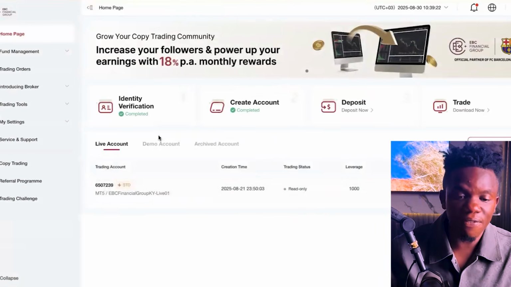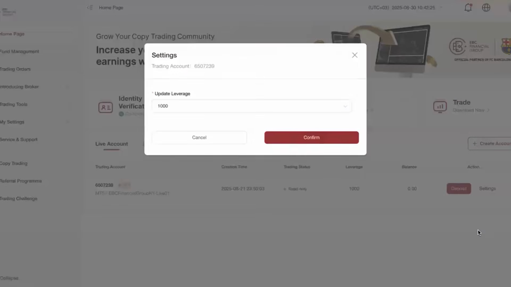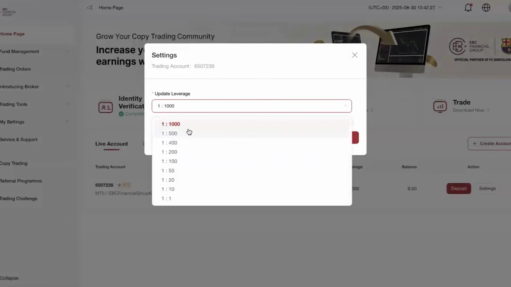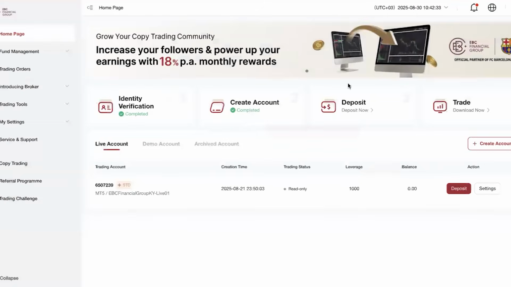Now, when creating your trading account, you can see the leverage I'm using right here is 1:1000. Personally, I'm using a high leverage, but it depends on you. I just love to use high leverage because of my account size. You can choose any leverage of your choice. If you go to settings, you can still update your leverage, changing it from maybe 1:1000 to 1:500, but I love the highest leverage so that I can execute as many trades on my account as I want.